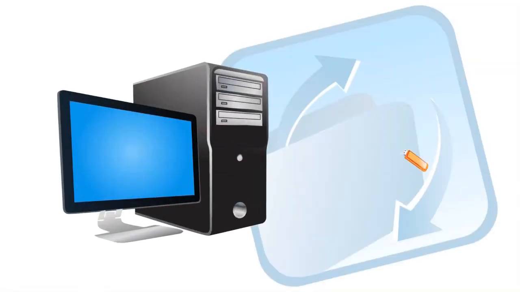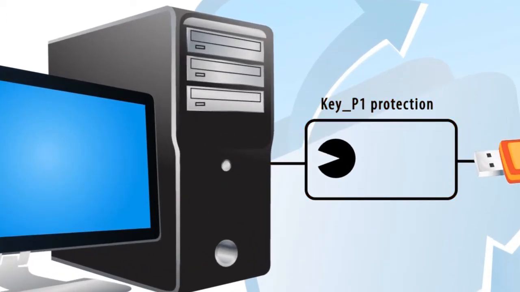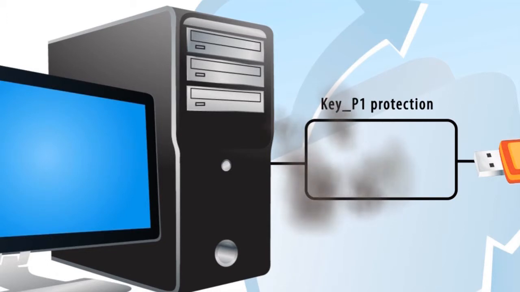For example, in the case when an intruder connects a modified USB flash drive to your PC, such a drive presents itself as a common safe storage device and downloads data without your authorization. The aim of Key P1 is not to give access to such drives.